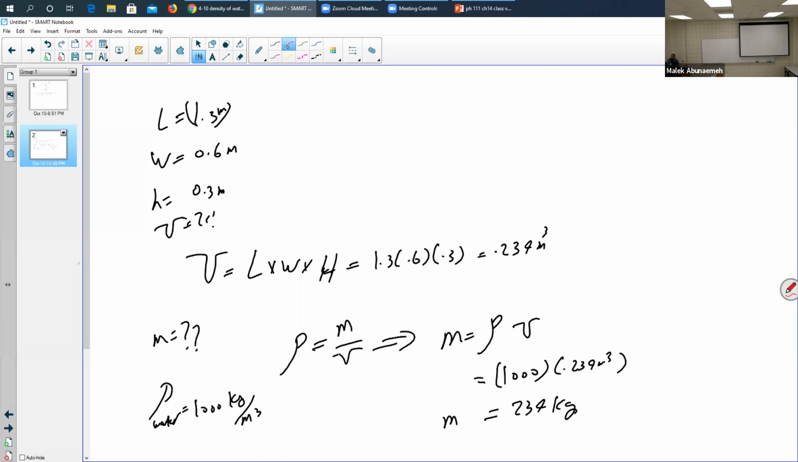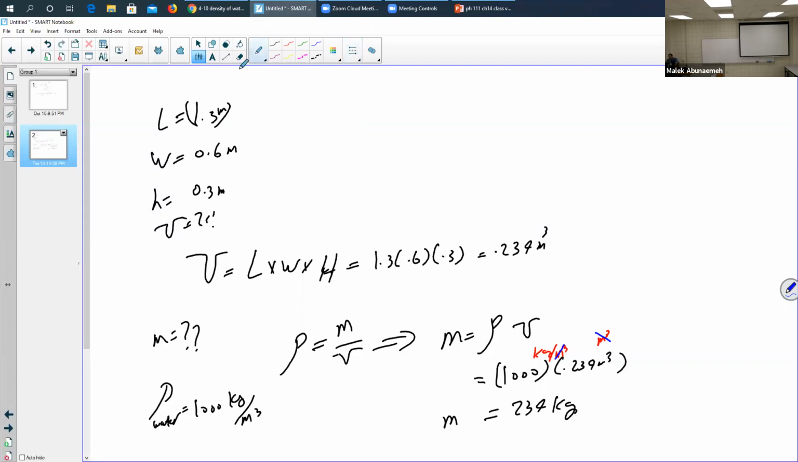If you actually look at the units for this, what are the units? This one is going to be in kilograms. So this one is going to be kilograms per meter cubed, and this one is going to be in meters cubed. So both meters cubed cancel out, and what you're going to have left is kilograms.